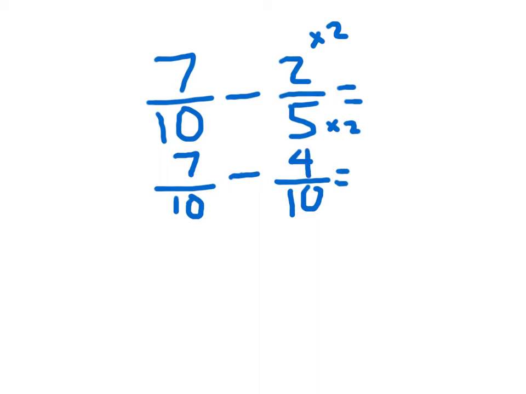At that point, my denominators are like and the same, so I can go ahead and do that work. 7 minus 4 is 3. I asked myself, is 3/10 in simplest form? The answer is yes, and so this is my answer for 7/10 minus 2/5.